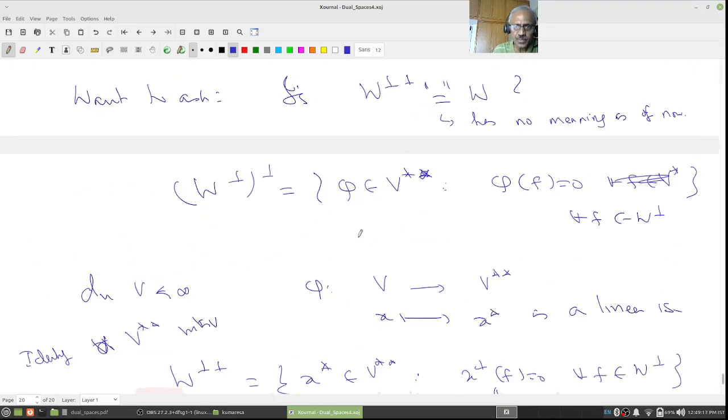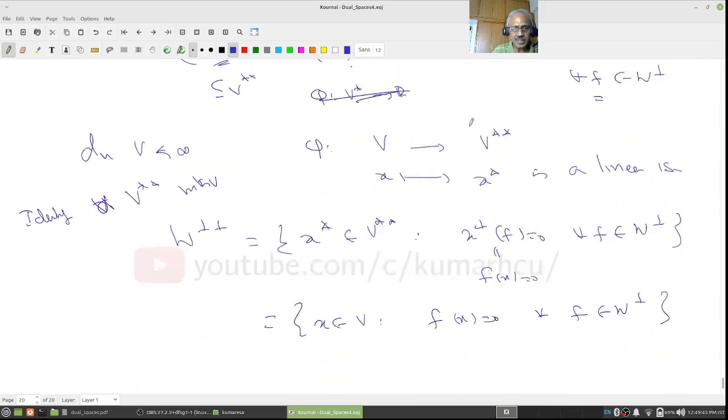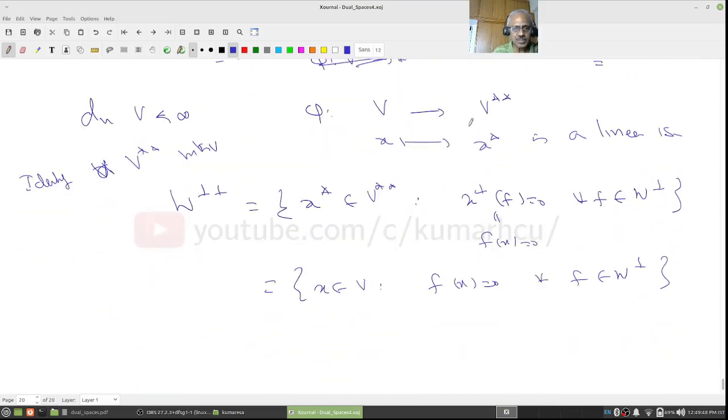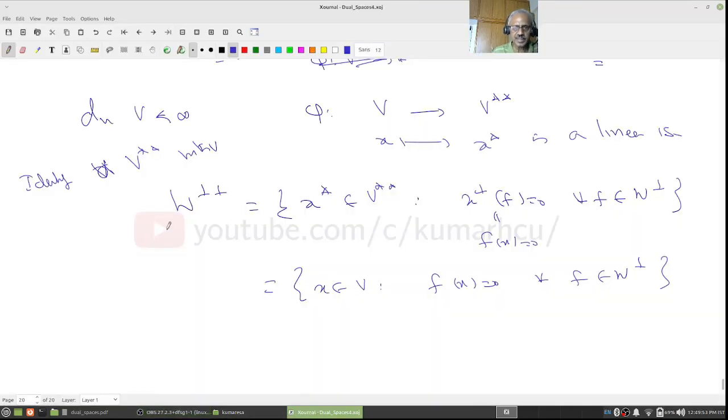Do you understand this has no meaning? Because this should be a subset of V double star. Therefore, I have to look for phi, which is a linear function from V star to R, so that phi of f must be 0 for every f in W perp. Following? Okay. Therefore, this equality has no meaning because this is a subset of V double star and this is a subset of V. But if V is finite dimensional, I can identify V with V double star. Right? Yeah, I am still sharing the screen.